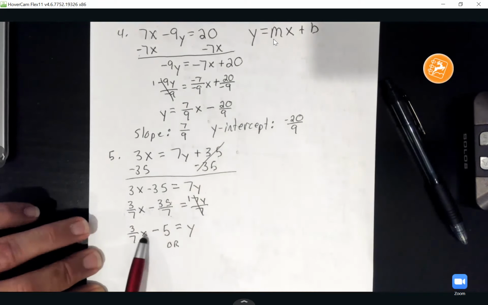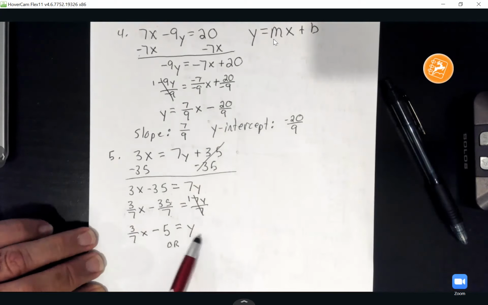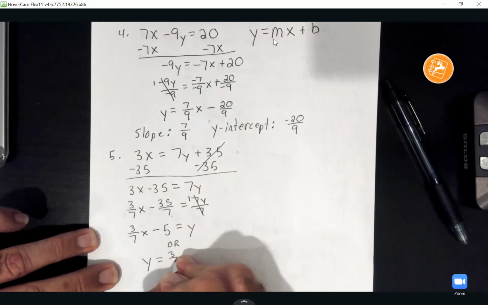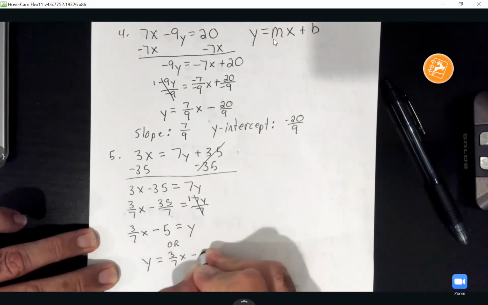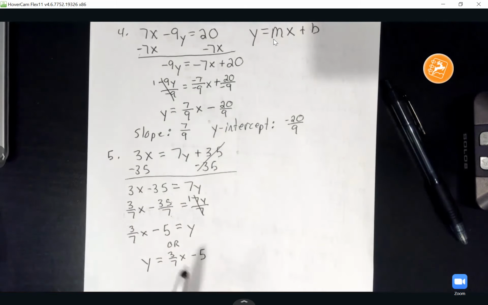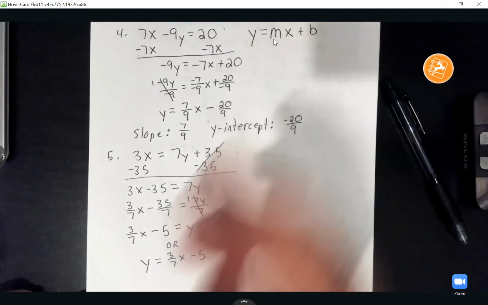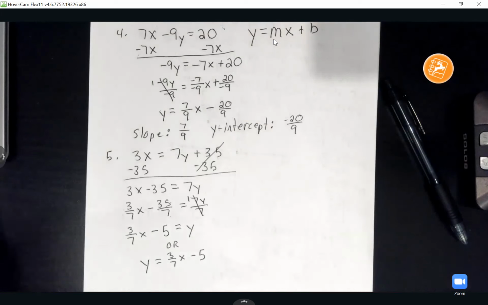But remember, 3/7 x minus 5 equals y. That's the same thing as y equals 3/7 x minus 5. So it don't matter what side I solve my y on. I can always rearrange it once I'm done. So y'all, there we got our slope is going to be the 3/7. Our y-intercept will be the 0, -5. So they're going to hit you on your number 4 and 5 about solving those for the y, okay?